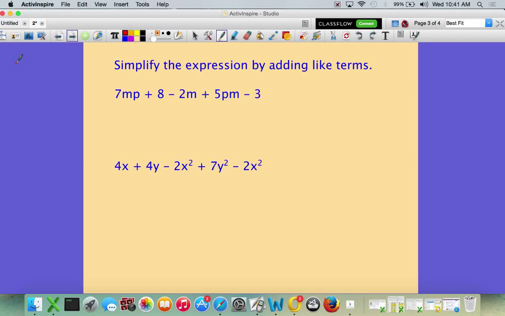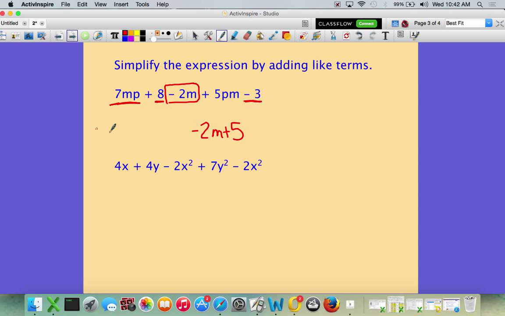Next one, we can also do the same concept, but just by simplifying the expression. Alright, so we're going to look at this. We're going to add like terms here. One of the first things that we see is this 8 and this negative 3 can combine down to a 5. We also see that we don't have any other m terms here, so that would be a negative 2m plus 5 for sure.